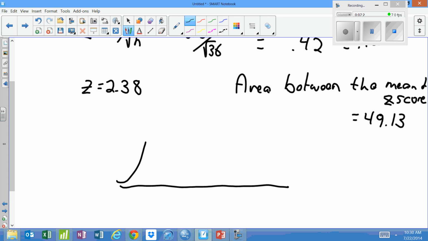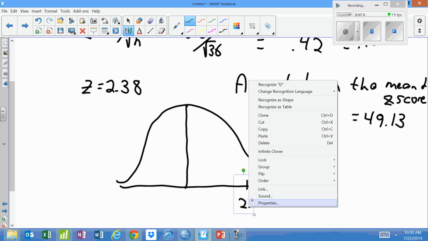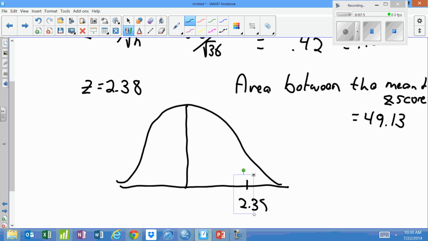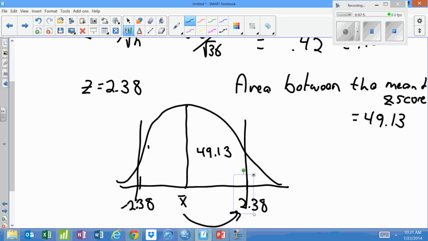So if we draw a normal curve here, we put our mean in. We are doing a two-tailed test, so not only do we have to go to 2.38, we have to look at negative 2.38. Remember, our normal curve is symmetric. So we know that the area between the mean and our 2.38 is 49.13. This other side is also 49.13 because it represents that entire middle area.